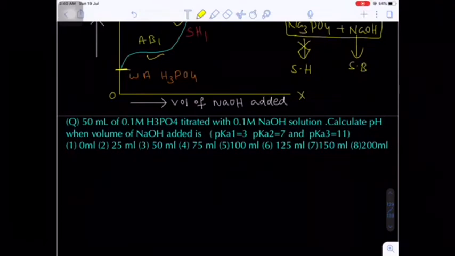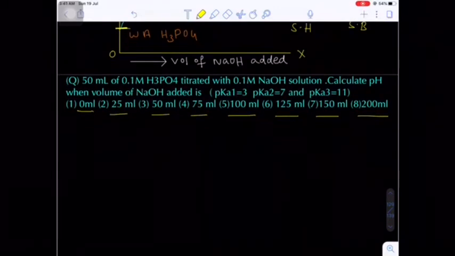Okay, now here one important question is there. 50 ml of a 0.1 M phosphoric acid is treated with 0.1 molar NaOH solution. Calculate the pH when the volume of NaOH added will be 0 ml, 25 ml, 50 ml, 75 ml, 100 ml, 125 ml, 150 ml and 200 ml.